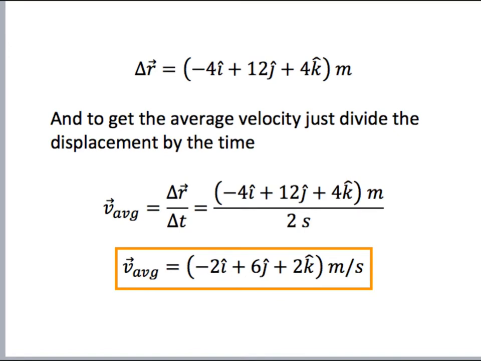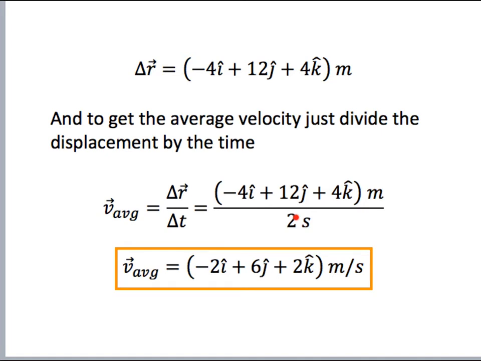Now to get the average velocity, we just want to divide the displacement by the time. And so the average velocity is going to be delta r over delta t. And my delta r, we have minus 4 i hat plus 12 j hat plus 4 k hat in meters. That's what we got on the previous part of the problem. And we're going to divide that by the time interval, which was given to be 2 seconds.